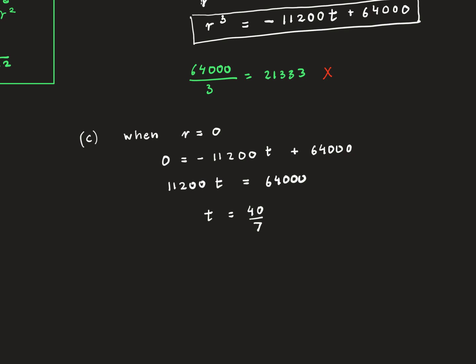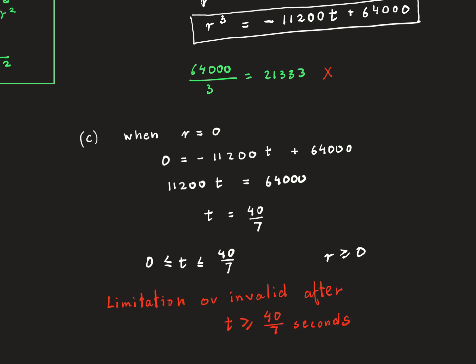Now you do not have to write that t is greater than or equal to 0 and less than or equal to 40 over 7 seconds, because the model is only valid when r is greater than or equal to 0. So it is enough for you to write down that the limitation is that the model is invalid after t is greater than 40 over 7 seconds.